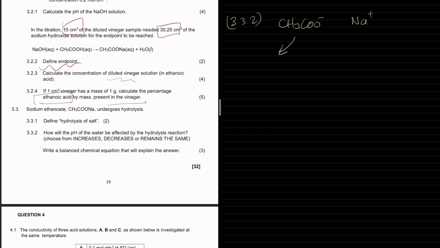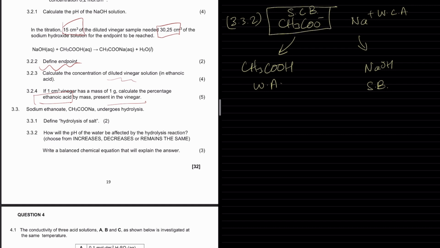This came from CH3COOH, which is a weak acid, so this will be a strong conjugate base. Na came from NaOH, which is a strong base, which means that this will be a weak conjugate acid. The ion that's going to undergo hydrolysis is the one that's going to be strong. So this is going to undergo hydrolysis.